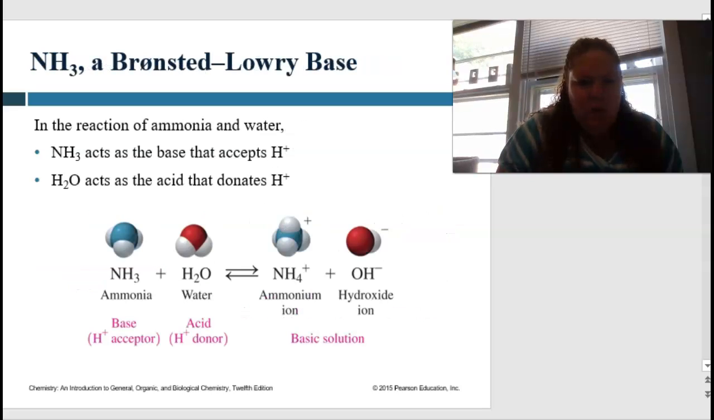Okay, so according to the Bronsted-Lowry theory, NH3 is a Bronsted-Lowry base. In the reaction of ammonia, which is NH3, and water, NH3 is the base that accepts the hydrogen, and water, or H2O, is the acid that donates the hydrogen. So again, looking at that formula, you have the ammonia, which is the base, or the hydrogen acceptor. Then you have the donor, which is the acid, and when they come together after the reaction, we make the ammonium ion, and then we have the hydroxide ion left over.